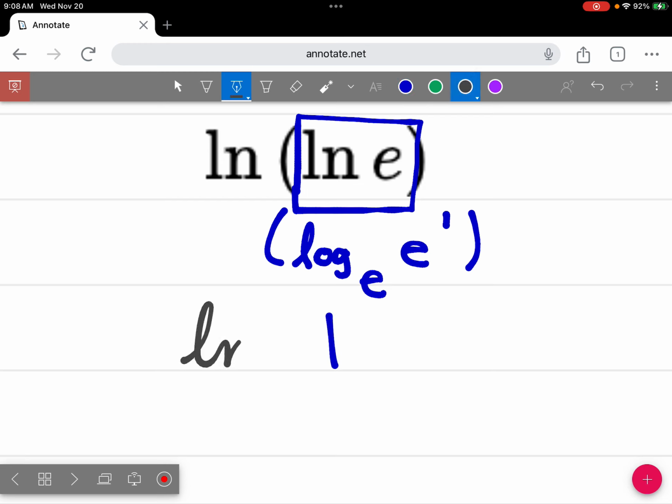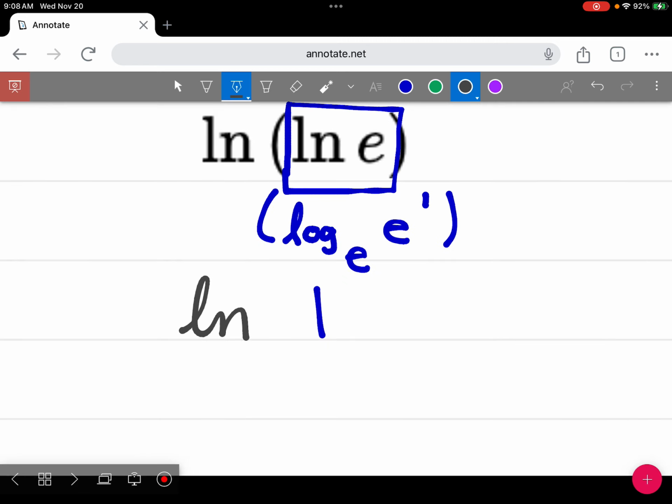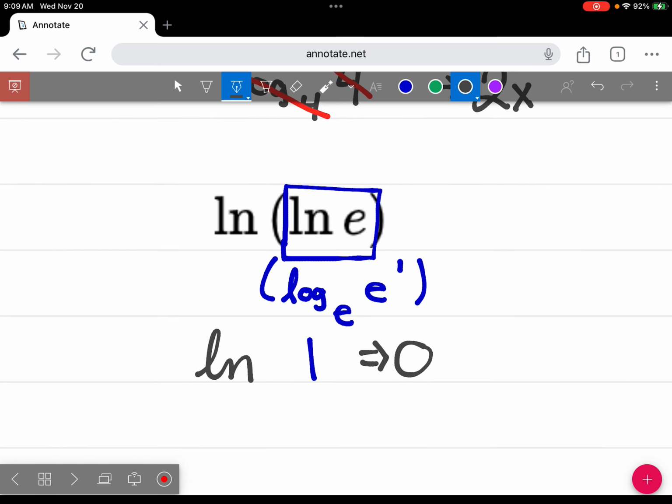So then we have the natural log of 1. Is that something we know? Anything that has an argument of 1 means it had a power of 0. Because that's e to the what equals 1. So e to the 0 equals 1. So this one we can simplify all the way down. Natural log of the natural log of e is the same thing as 0.